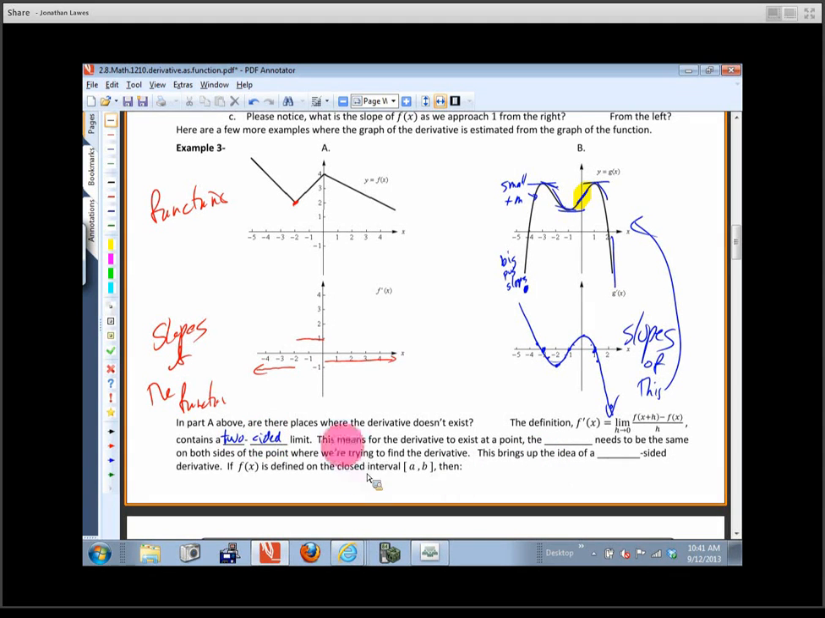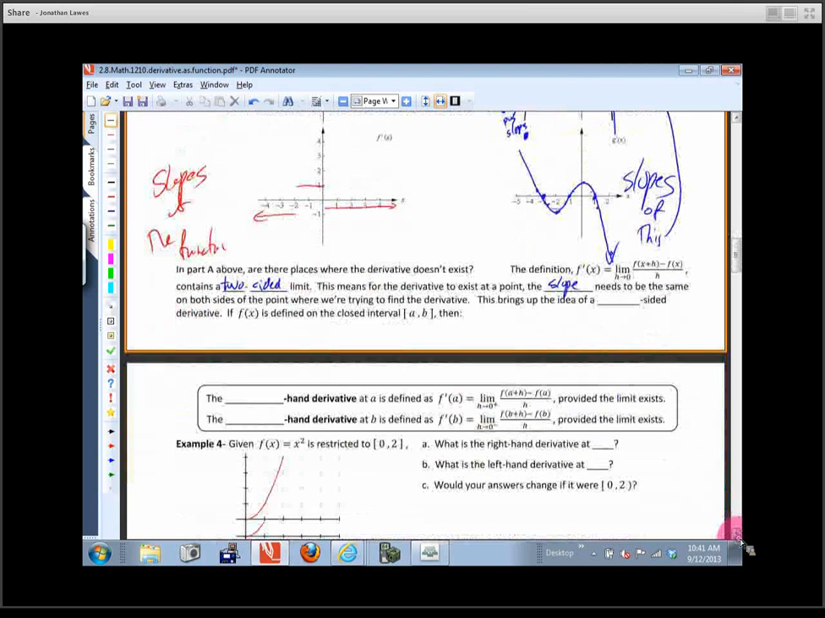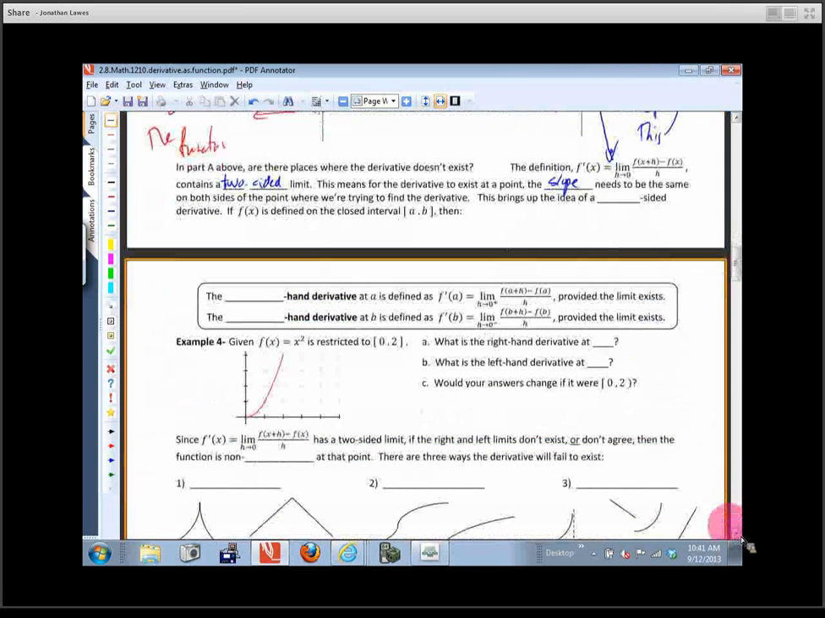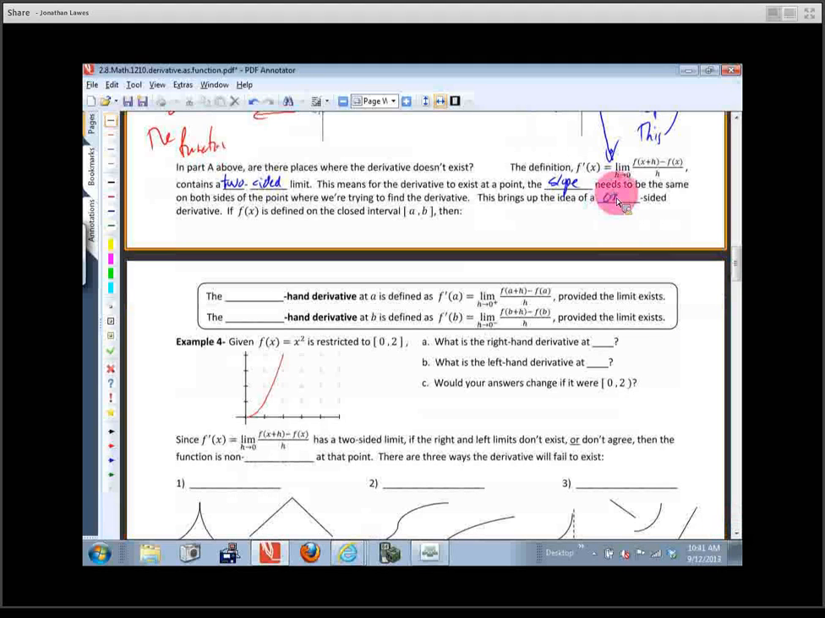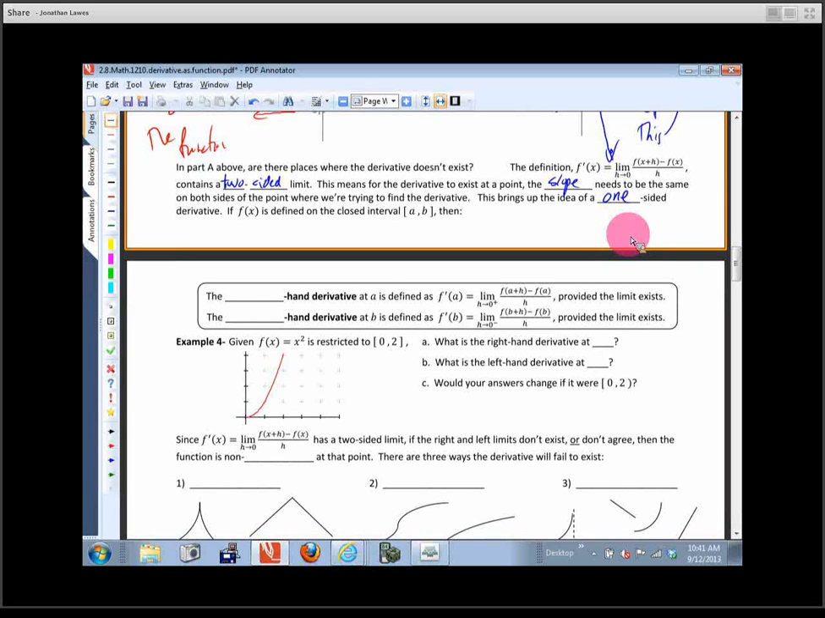So what that means is for the derivative to exist, the slope needs to be the same on both sides of the point where we're trying to find a derivative. So if we can check from either side, that brings up the idea of what we call a one-sided derivative. A one-sided derivative. So go ahead and flip the page over.